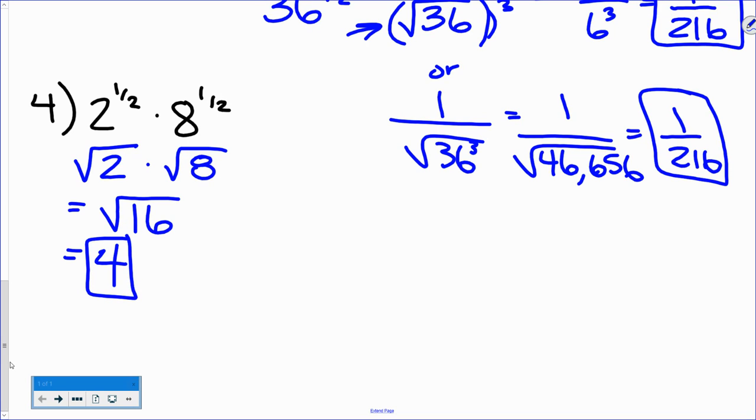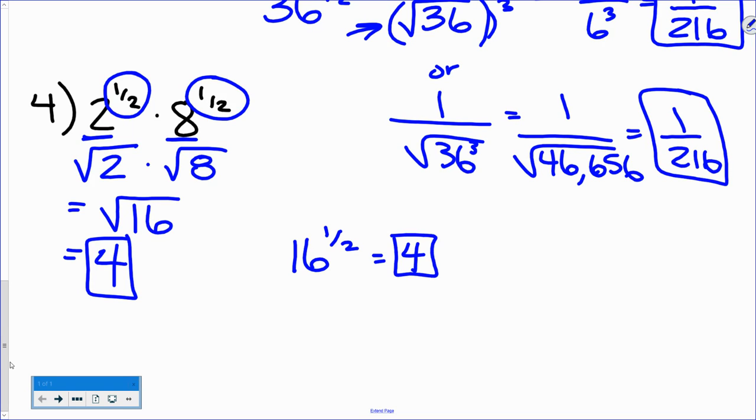If you notice that these do have the same exponents, if they have the same exponents, you are allowed to multiply their bases. So I also could have written that as 2 times 8, which gives me 16 to the 1/2 power. I did not change the 1/2, I just multiplied the bases together, and then that would give me 4.